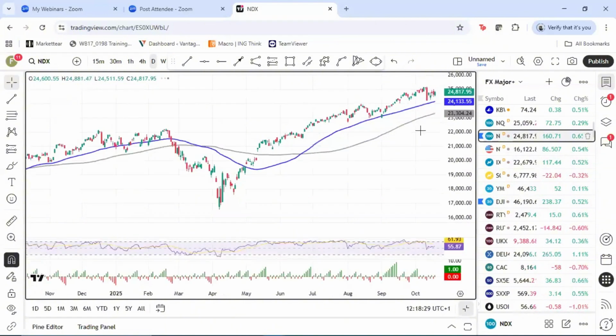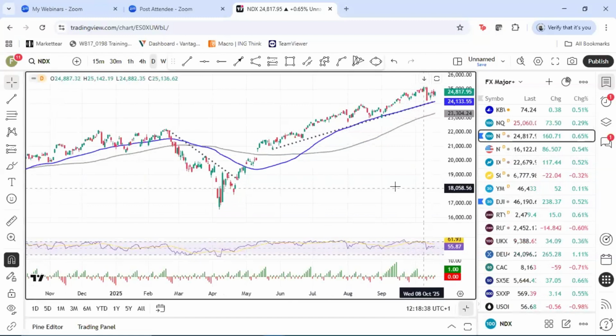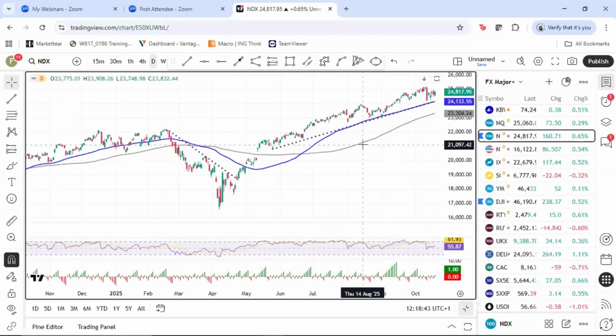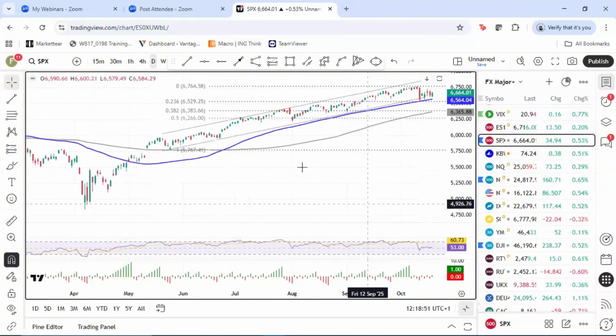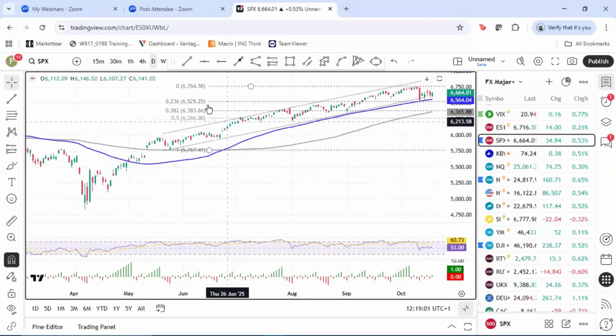The Nasdaq just below that all-time high, of course, at 25,195. Then the blue line and also that upward trend line. The blue line is the 50-day moving average, that's just above 24,000 at 24,133. And then just on the S&P 500, again, similar charts. We've got some fib levels in here from that low in May of this year. Again, it sort of tallies with the 50-day moving average at 65.64. First minor fib level at 65.29, and then the all-time high is 67.64.